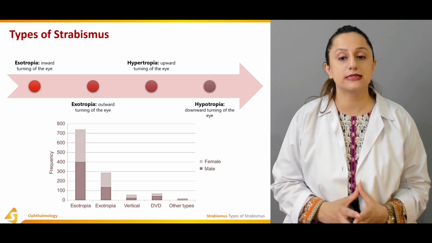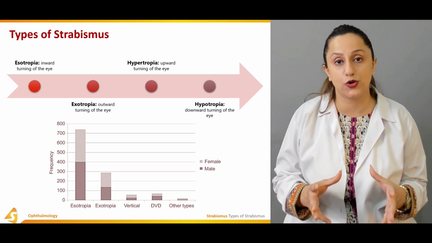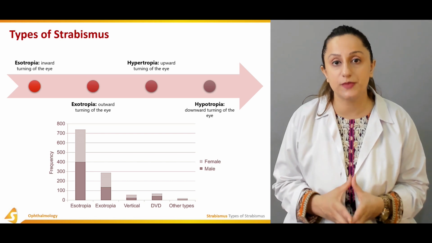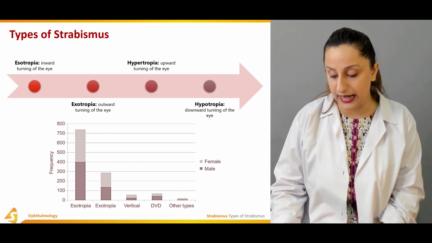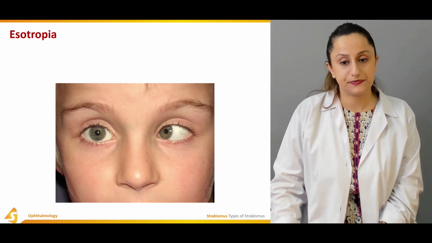So in all of these, you can see that it's basically the misalignment that we're talking about, and all of the terminologies relate to the direction of misalignment over here. So it is one of the ways we classify strabismus clinically, by the clinical presentations.